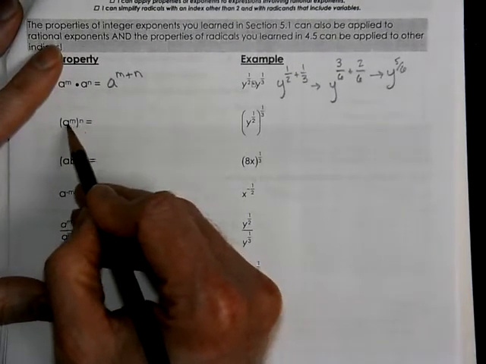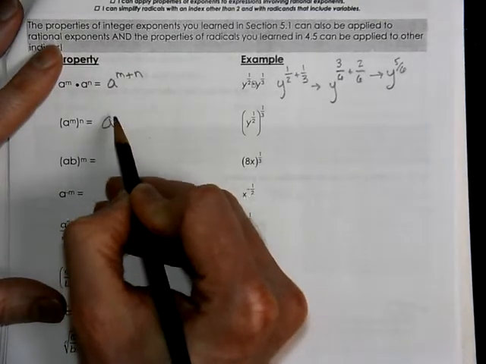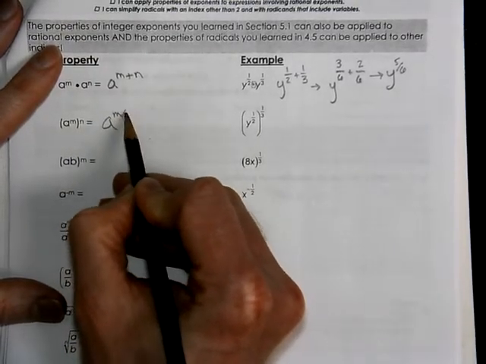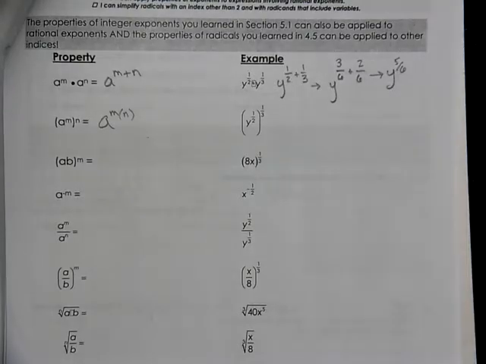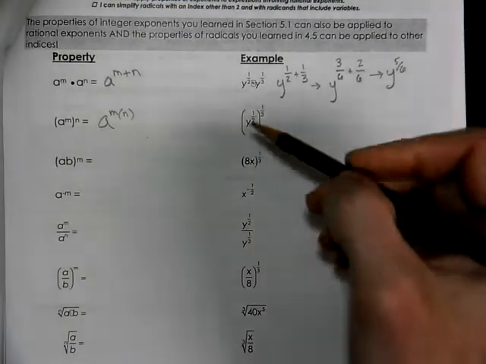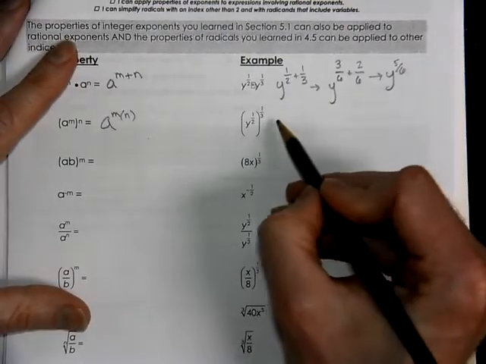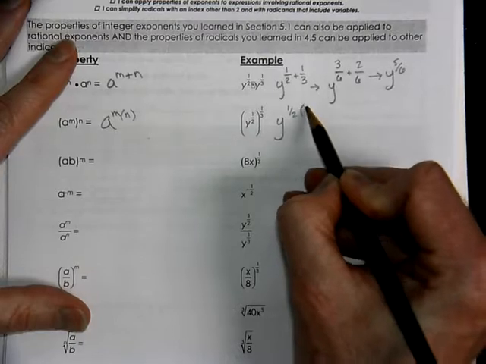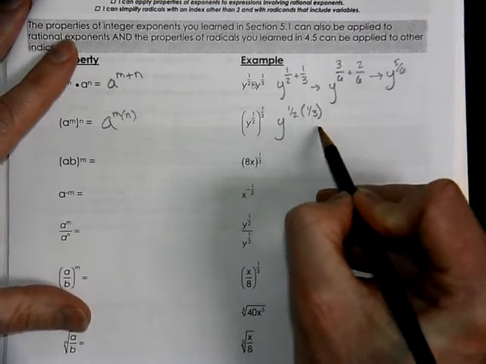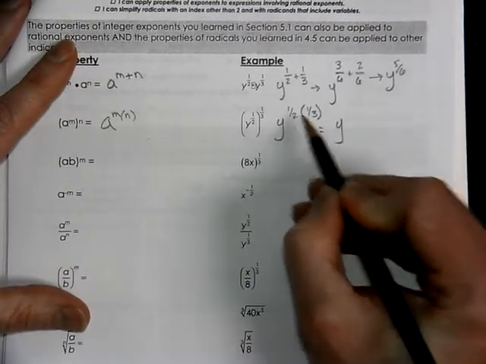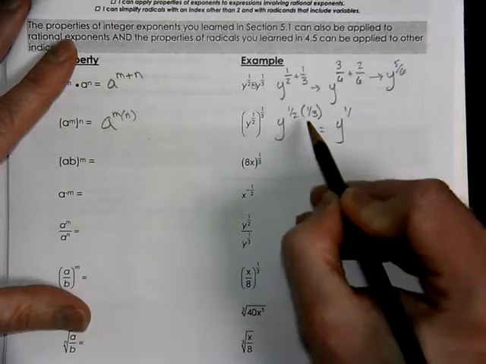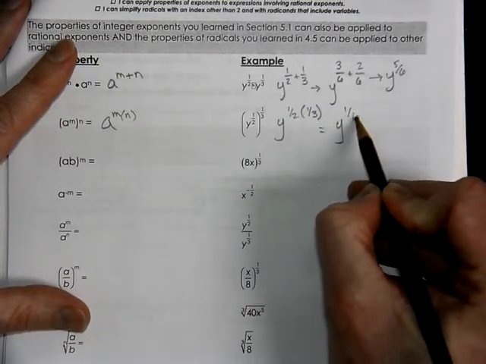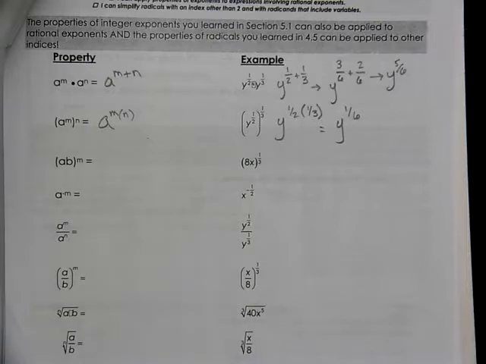So we add our exponents even if they're fractions. When we're raising a power to a power, we are going to multiply exponents. So in this case, even with rational exponents, and rational just means fractional, this is going to be 1 times 1, which is 1, and 2 times 3, which is 6. So 1/6 as a power.